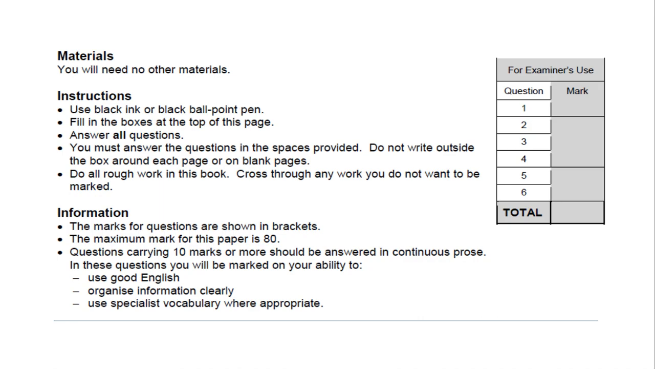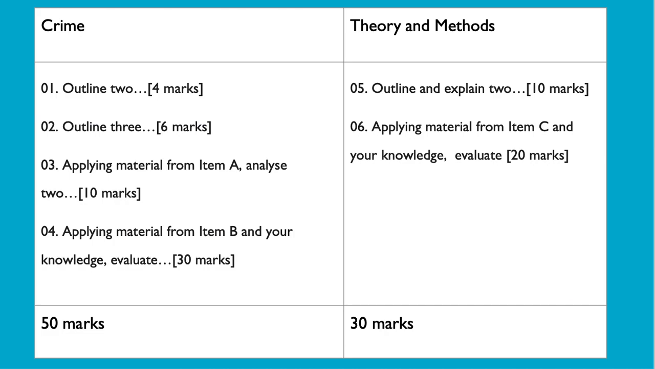Underneath the section for your name, you will also see this on the front sheet of your exam paper. You must answer all of the 6 questions on paper 3, and they will be on these 2 areas. As you can see here, questions 1 to 4 will be on crime and deviance and are worth 50 of the 80 marks available. Question 5 on theory and methods is worth 10 marks, and there will be a second question on theory and methods that is worth 20 marks. You also have an overview of the question command words here as well.